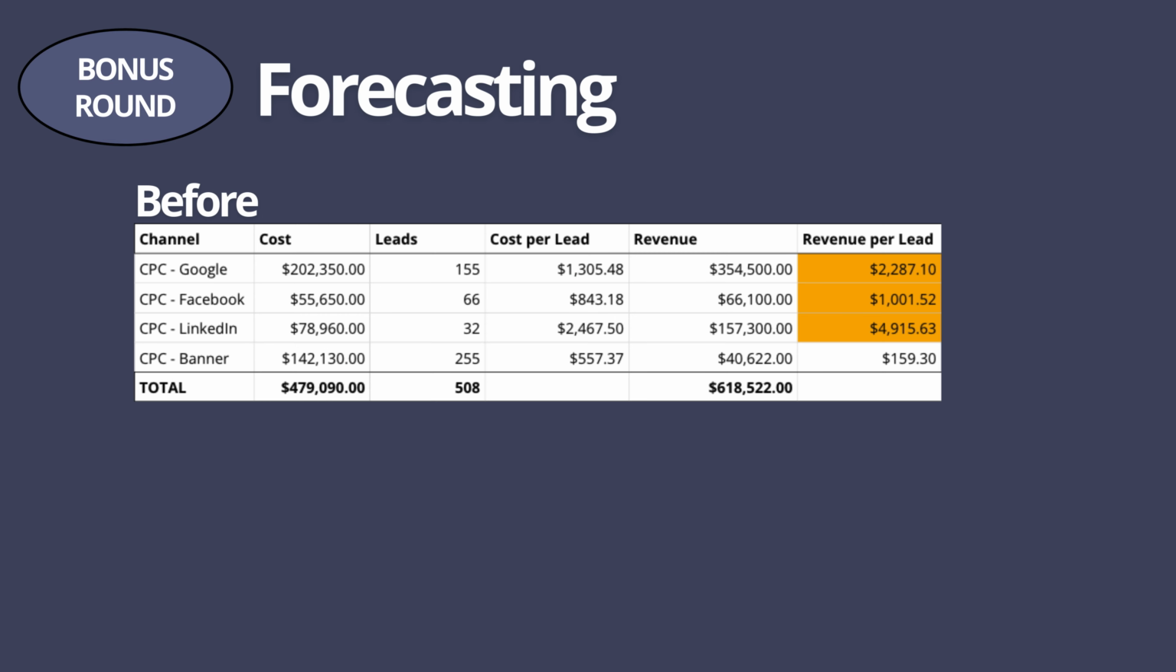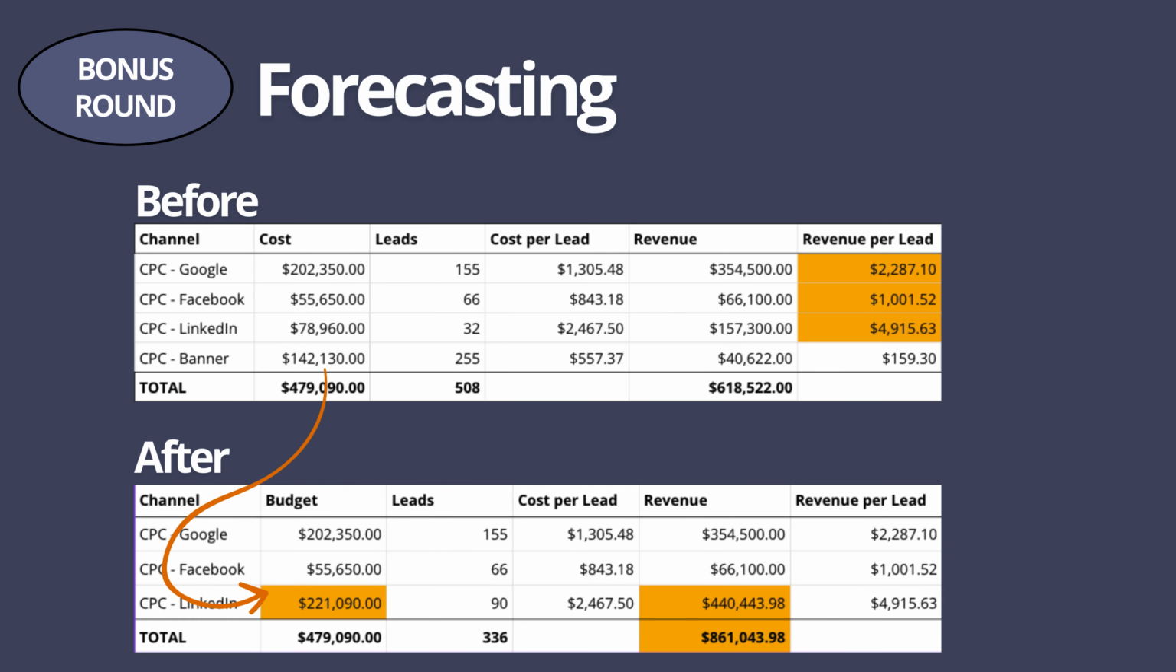Forecasting will help us understand how to split our budget in the future with the different marketing channels. Let's take our budget for banner ads and put that into LinkedIn. That's the highest ROI channel and the highest revenue per lead. So we can forecast using revenue per lead, using the baseline that has been set up, and then using the same total budget, move all of that banner ad cost to LinkedIn. Projecting that out using revenue per lead and cost per lead, we can see how many leads we would get from cost per lead and how much revenue we would get from revenue per lead.